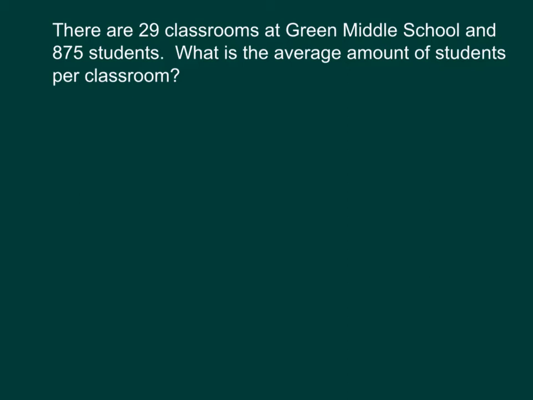Okay, so first we need to think about what type of question this is. Notice how it mentions classrooms and students. Now it's asking for average, which is typically going to mean there's going to be some sort of division. Now to make sure we're dividing correctly, let's set up a ratio table.